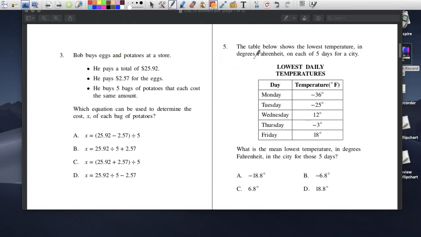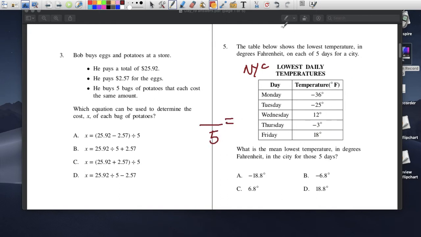5. The table shows the lowest temperature in degrees Fahrenheit on each of 5 days for a city. So this is, let's call it New York City. Monday, those were the temperatures. Tuesday, Wednesday, Thursday, Friday. What is the mean temperature in degrees Fahrenheit for those 5 days? So the mean is to add them up and divide by 5. So we're going to divide something by 5. So let's add all this.